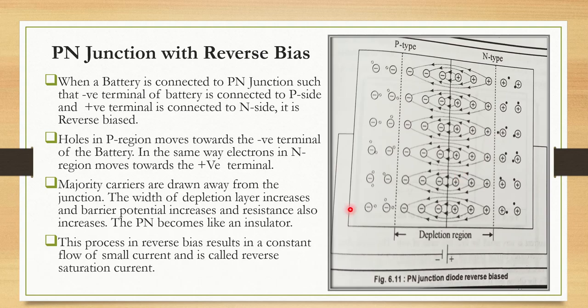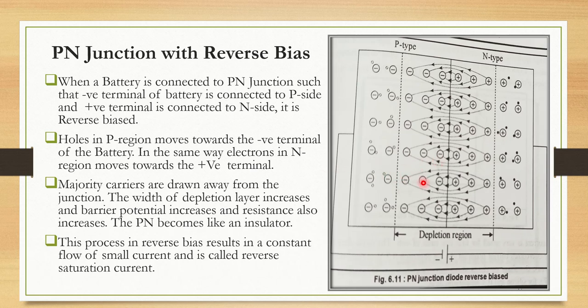In the PN junction diode, holes in the P region move towards the negative terminal, because the negative charge is there. Holes mean all positive charge will move to the negative terminal. The same way, electrons in the N region move towards the positive terminal. Whatever negative there is will move to the positive terminal, this side. This is the positive terminal. Majority carriers are drawn away from the junction. So these all move away from the junction.